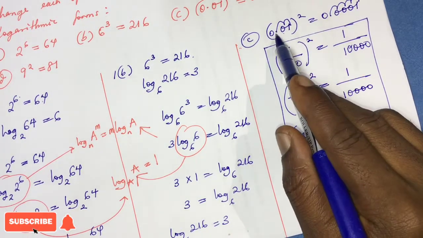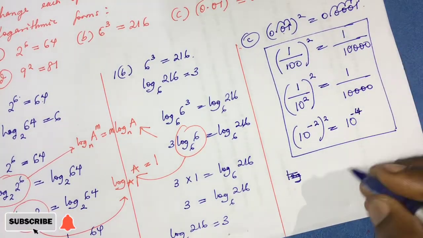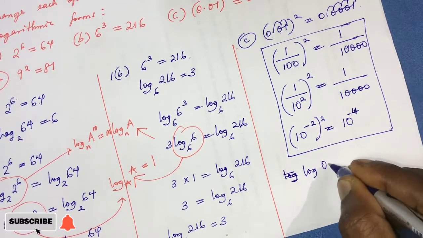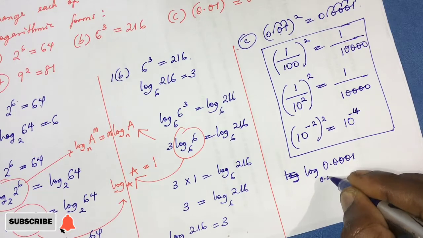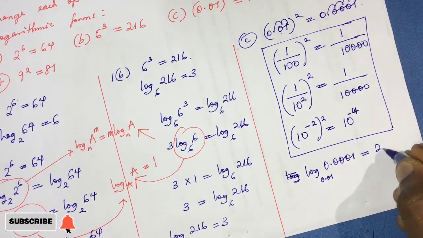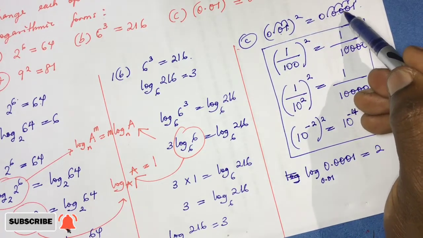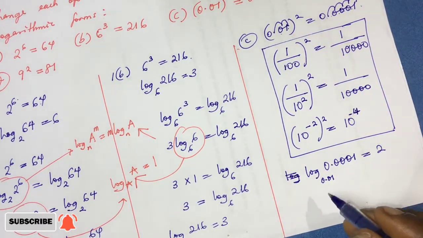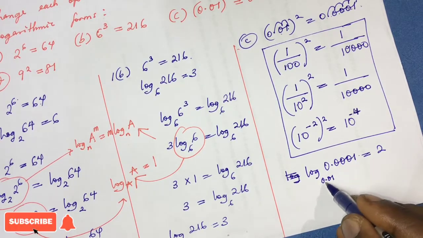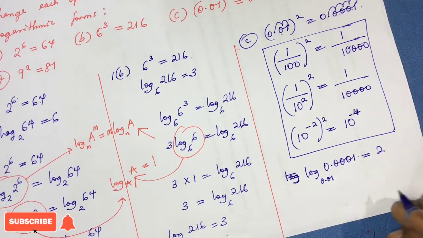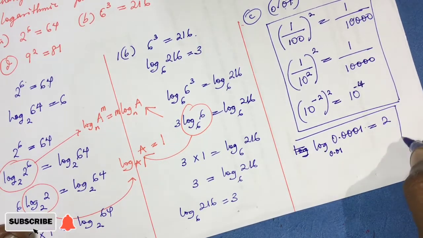Now, 0.01 all raised to power 2 is equal to 0.0001 means that the logarithm of 0.0001 in base 0.01 is equal to 2. So if 0.01 all raised to power 2 is equal to 0.0001, it means that the logarithm of 0.0001 in base 0.01 is 2. Now, let's see if that is true. So that is just one way of doing it. I just wanted us to start that way.